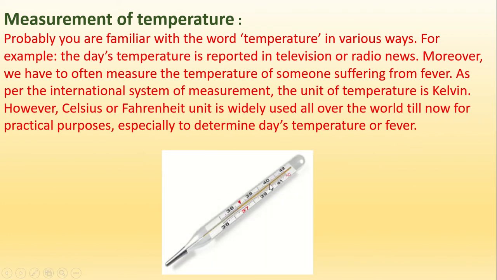This is the device by which we can measure the temperature. Here, in this thermometer, the Celsius scale is used. So, temperature is measured by Kelvin, Celsius or Fahrenheit. In the International System, the unit of temperature is Kelvin, but the Celsius and Fahrenheit scales are widely used for measuring the temperature of fever or day's temperature. So here, look, from the graduated scale, it is understood the temperature is 37 degrees Celsius.